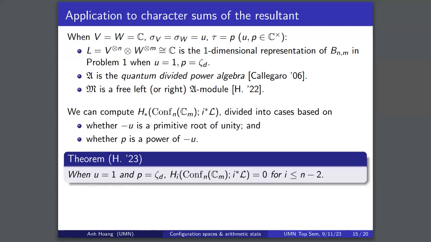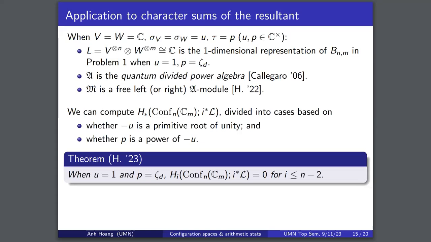coefficients. And interestingly, the results divide into certain cases, depending on whether minus u is a primitive root of unity and whether p is a power of minus u or not. So you kind of have 4 different cases with these. And so the main theorem, well, corollary of the main theorem, is that in this case, the homology of the configuration space on the NCM vanishes for i smaller or equal to n minus 2.